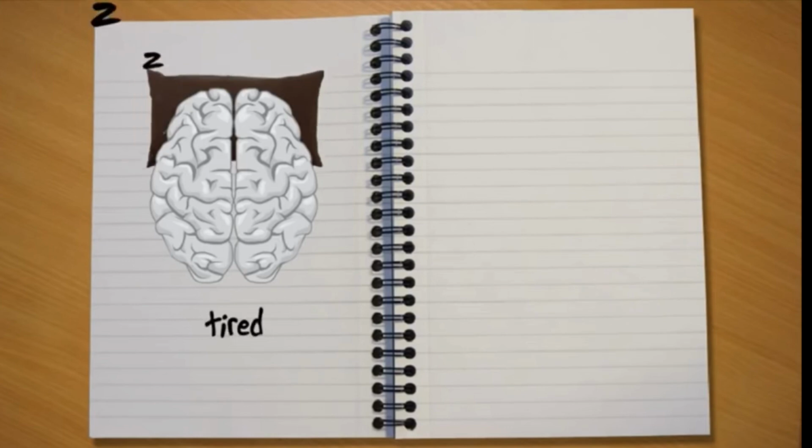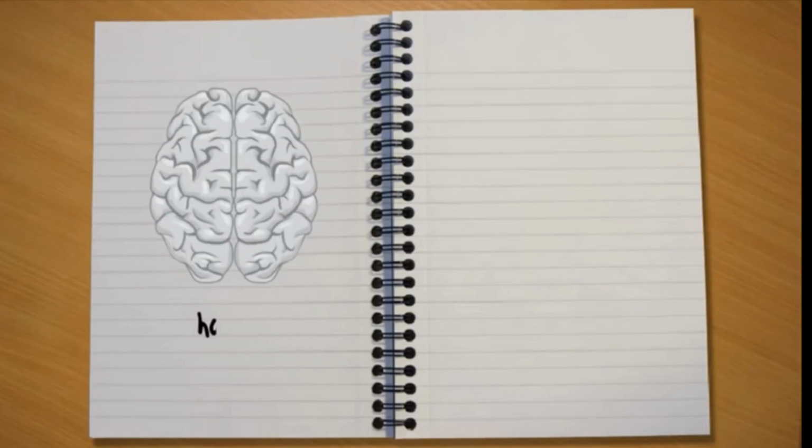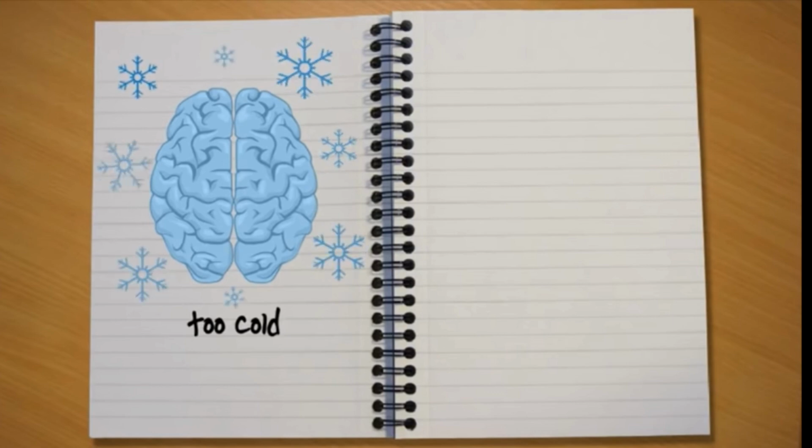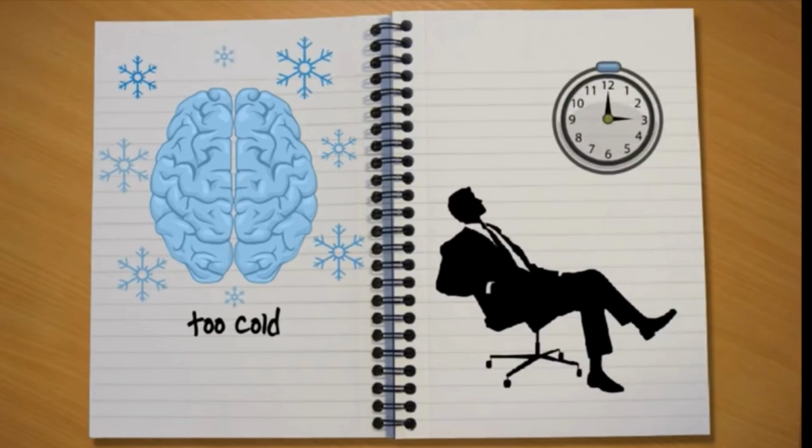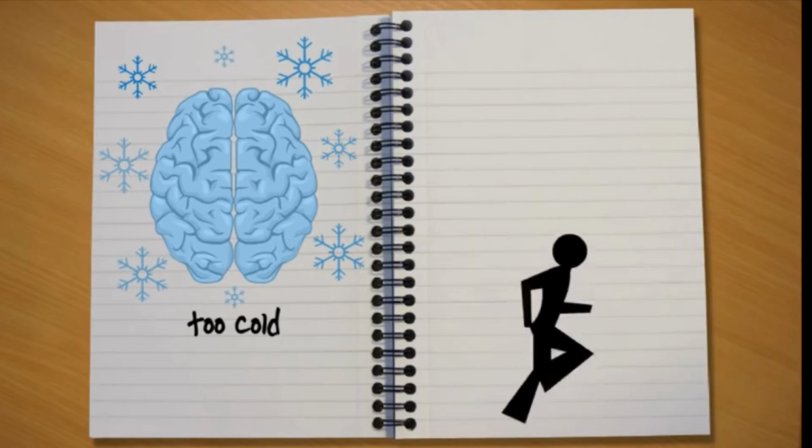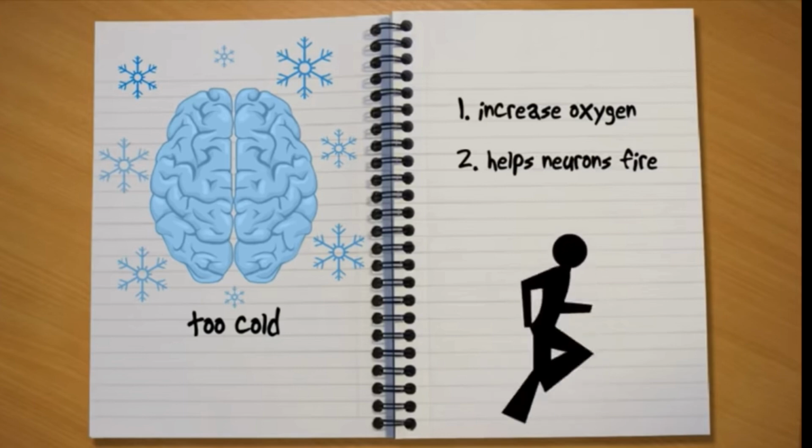Other things can have an impact on your brain's ability to work efficiently. When you're tired or hungry, too hot or too cold, it's unlikely that you'll be able to concentrate effectively on learning. Sitting still for long periods of time can affect your ability to concentrate and study. It's good to take brain breaks where you do some physical movement or exercise. This will increase the oxygen in your bloodstream, which will help the neurons to fire.